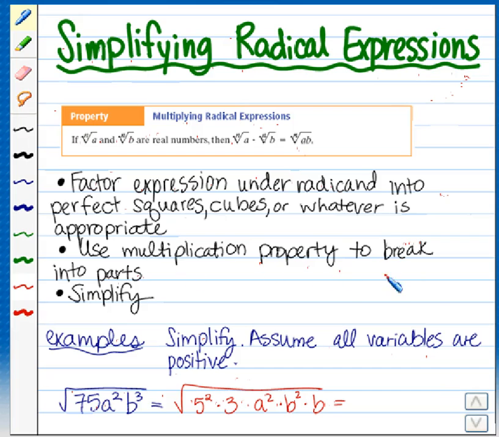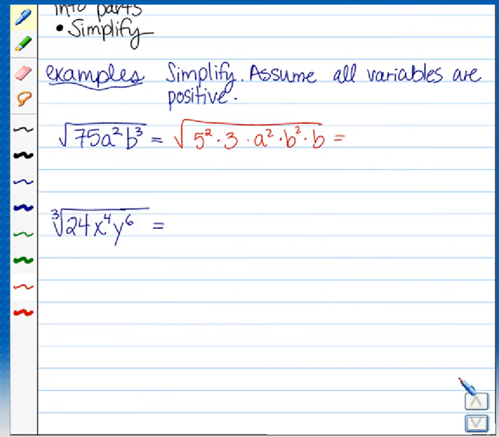Now we're going to use the multiplication property to break this into parts. So the way that I'm going to break it into parts is on my first radical, I'm going to place anything that's a perfect square. So I've got 5 squared, a squared, and b squared. And whatever's not a perfect square is going to go in the second one. So I have 3b. Okay, now I can simplify by taking the square root of everything here. And remember, we're assuming all variables are positive, so I don't need to worry about absolute value yet.